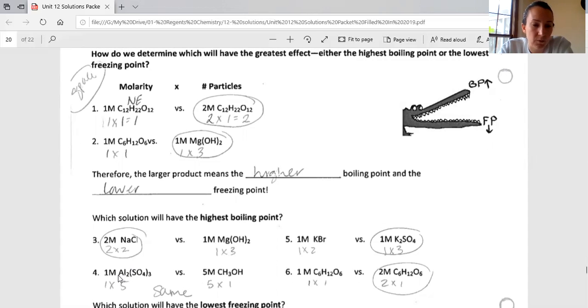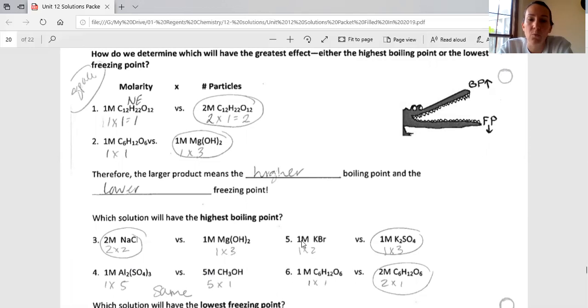Electrolyte, because it begins with a metal, I have 2 Als, 3 SO4, so my Van Hoff factor is 5. 1 times 5 is 5 over here. I have an OH at the end, but it's with carbon, so that makes it a non-electrolyte, so my Van Hoff factor is 1. So 5 times 1 is 5. Since they're both 5, the change is exactly the same. So you could just circle both or say they're equal.